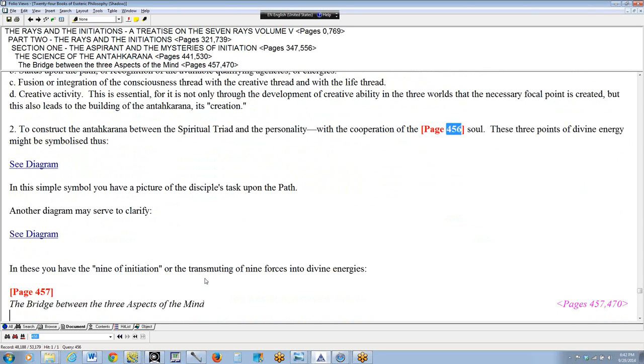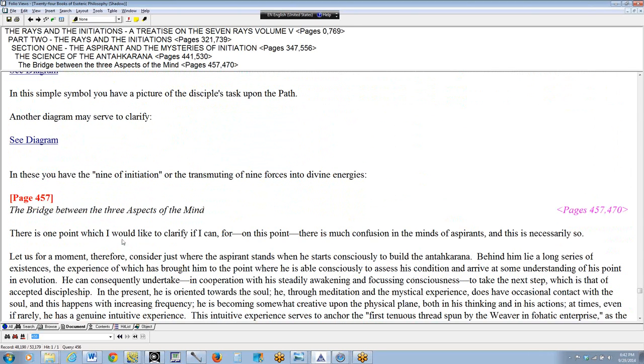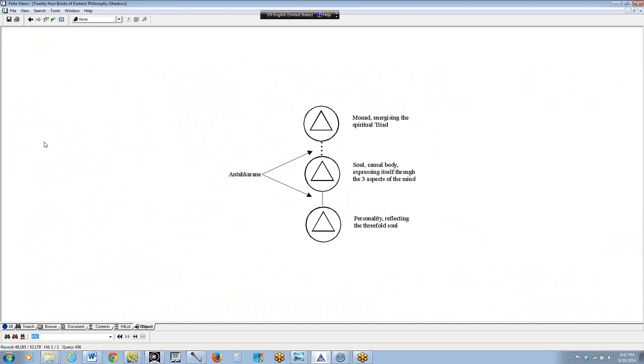And another diagram might clarify, and again, I cannot copy it. I wish I could. Here's the monad energizing the spiritual triad, and maybe we don't have complete, maybe a further type of Antahkarana has to be built there. We have a dotted line. The Antahkarana is both. It's from the causal body to the spiritual triad, as well as the more direct path, which is so often depicted for us, bypassing the soul.